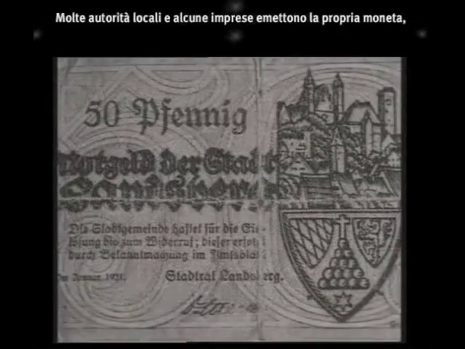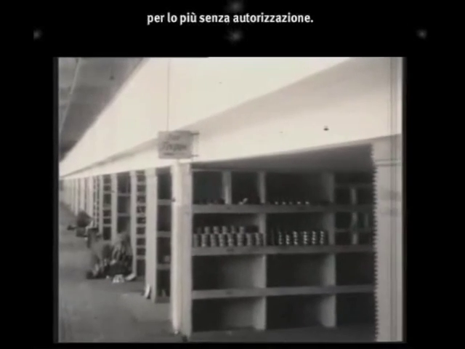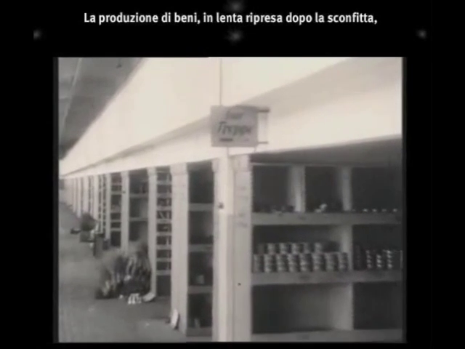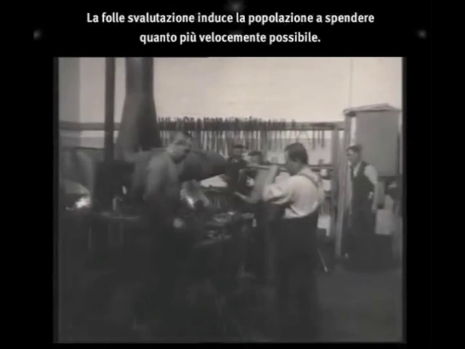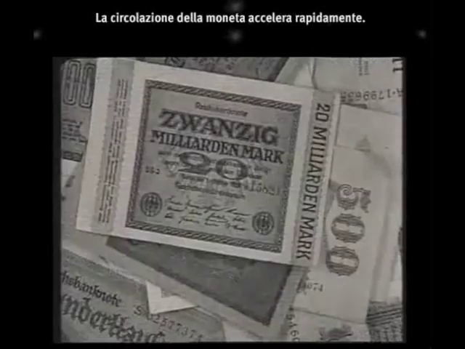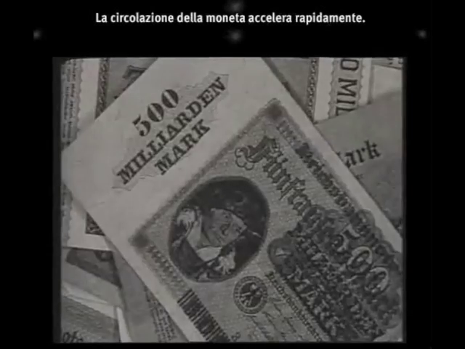Many local authorities and some firms issued their own money, mostly without authorization. The production of goods, which had picked up only slowly following defeat in the war, couldn't keep pace with the ever more rapidly growing supply of money. Furthermore, the galloping depreciation of the currency caused people to spend it as fast as they could. The velocity of circulation of money increased rapidly. Prices skyrocketed.